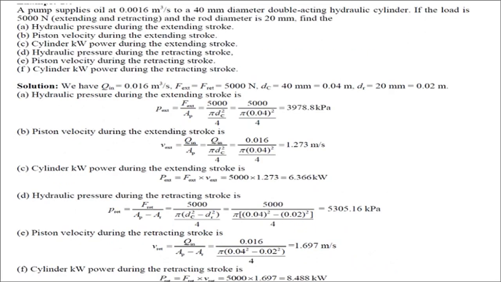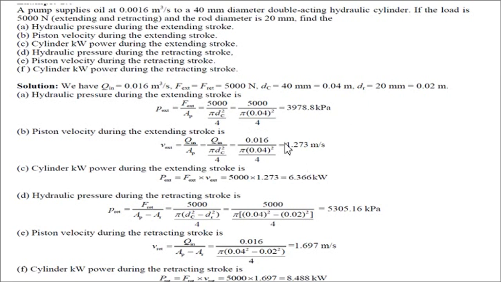So this is also another numerical in which you know the discharge and the size of the actuator, and you need to find out the pressure, the velocity of that actuator, as well as the power which is delivered by the actuator. So first we need to find out the pressure, which is nothing but force upon area. So during extension, naturally the effective area is pi by 4 times 0.04 square. So this will give you the pressure.